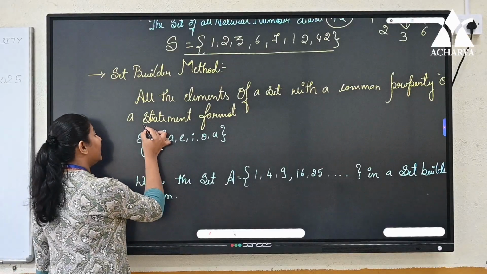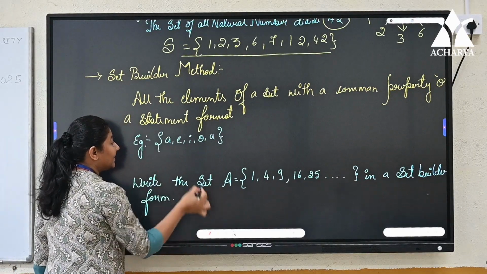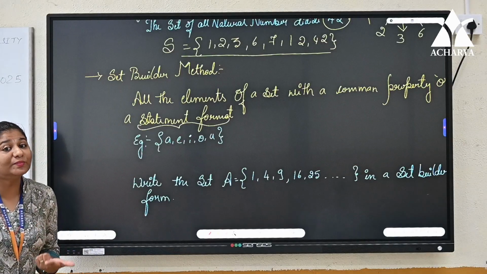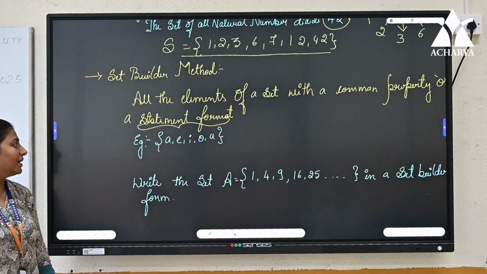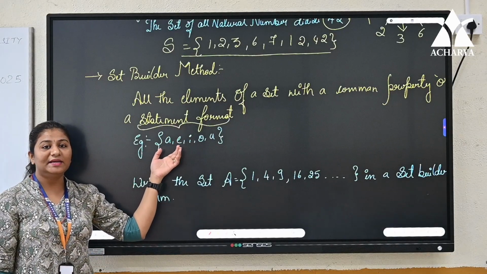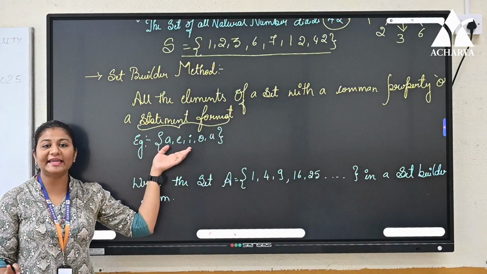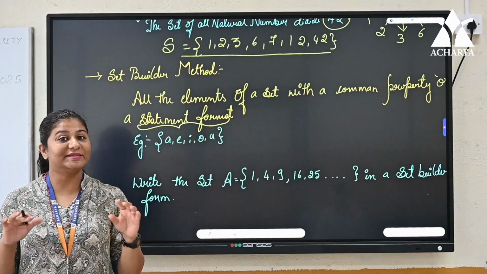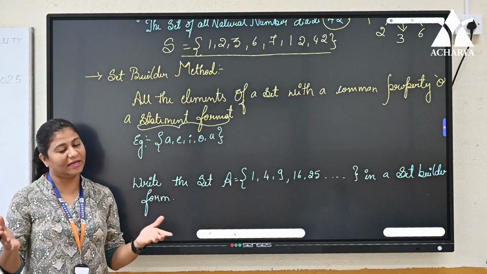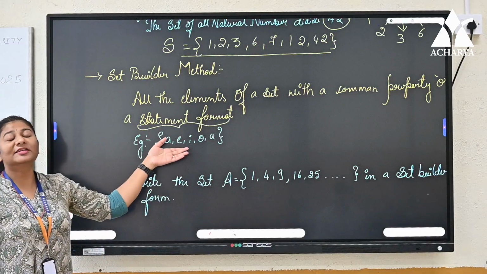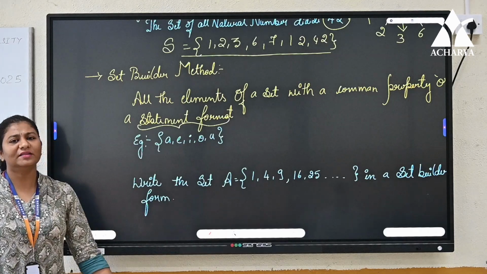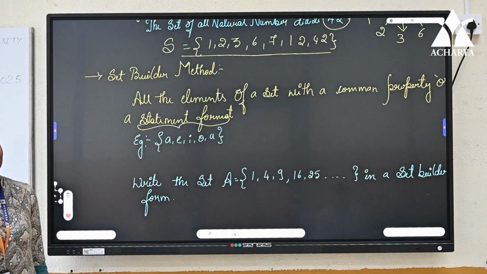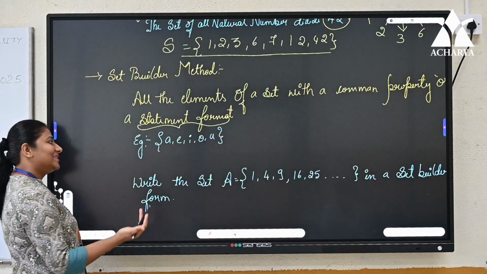The statement format: you will be analyzing the given example that has to be written in statement format. Let us take an example here. They have been given {A, E, I, O, U} as a set. As you know, A, E, I, O, U is nothing but the vowels of the English alphabet. So how can I represent it in set builder form? It is very simple.